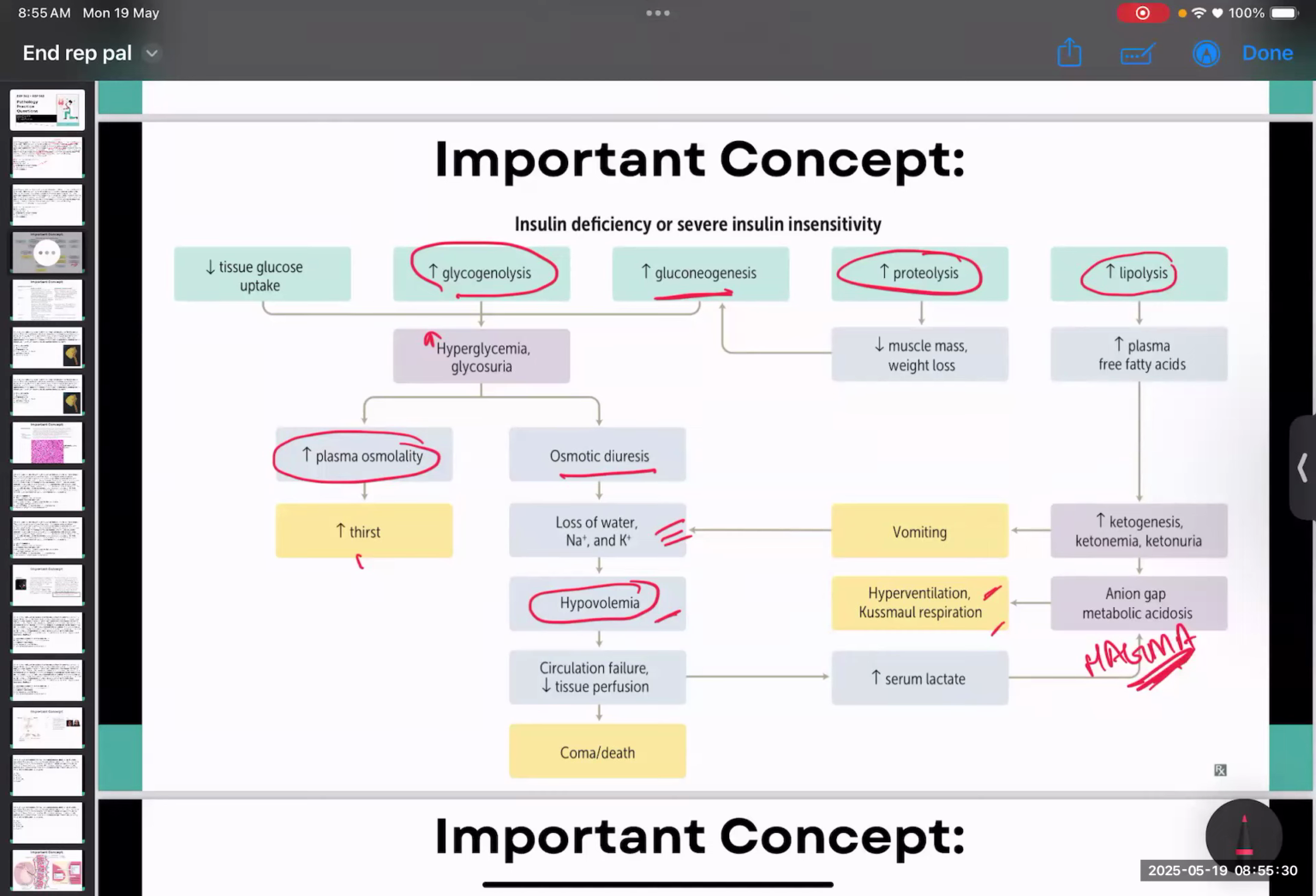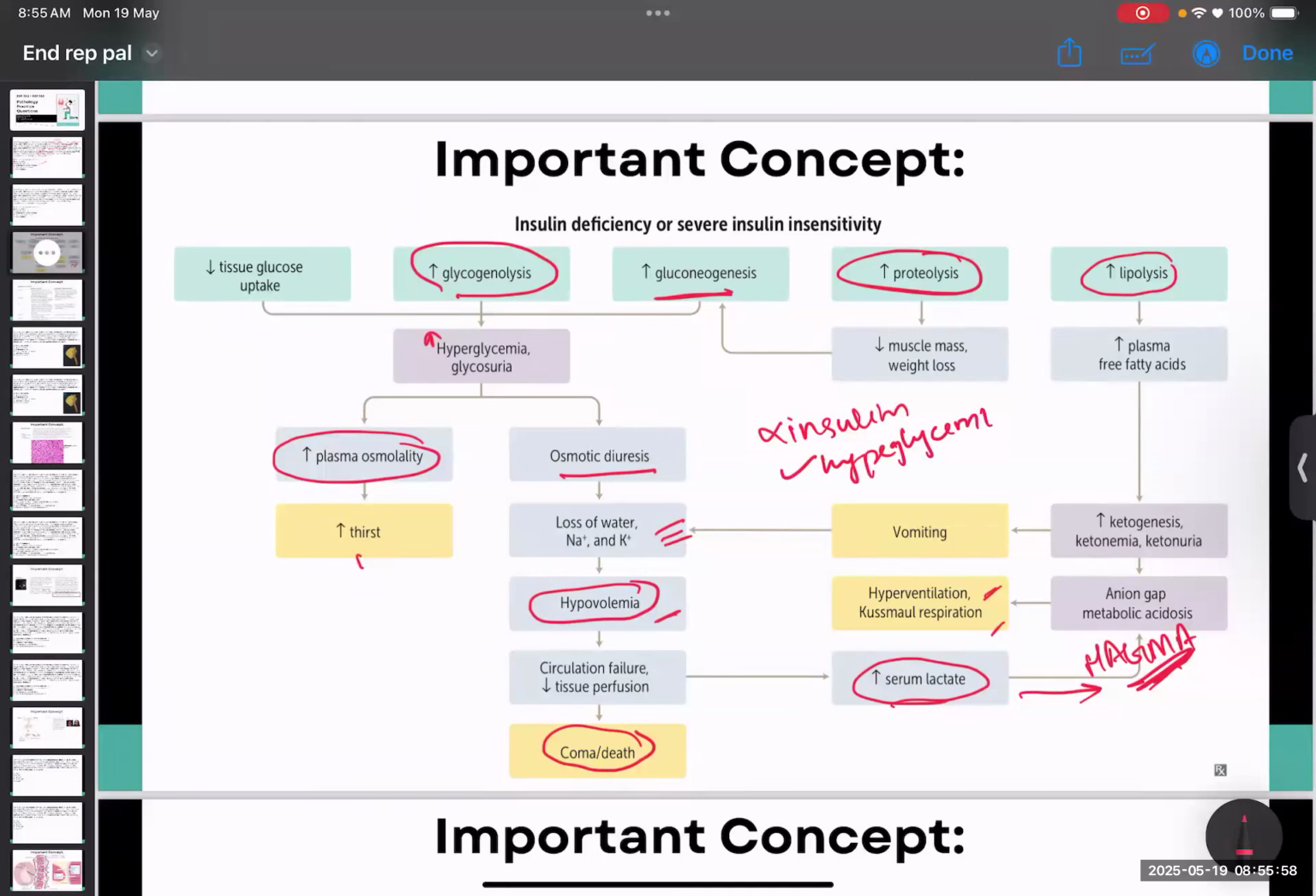Apart from that, as we saw here, hypovolemia could lead to circulation failure or decreased tissue perfusion. And as a result of that, the body's mechanisms are going to shift to converting pyruvate to lactate. So serum lactate levels are going to go high, and that's going to further aggravate your metabolic acidosis. And in severe scenarios, it could lead to coma and death. So the main thing about ketoacidosis is that there's going to be no insulin, and when there's no insulin, your body is in a state of hyperglycemia.